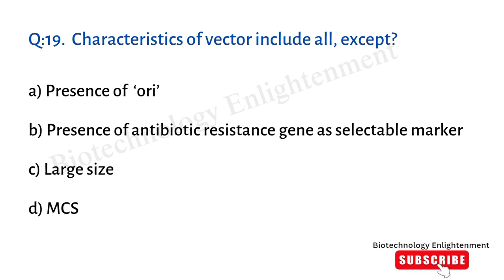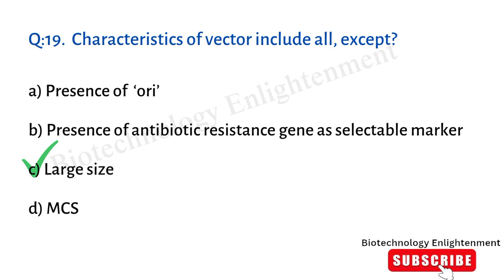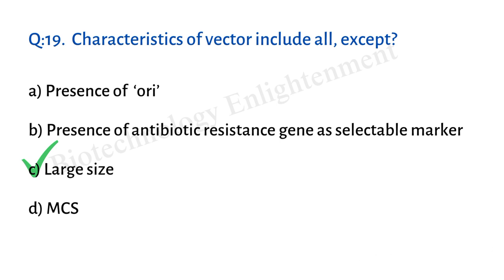If we look at the vector, it has the ori region in it, meaning the origin of replication is present in the vector. They also have antibiotic resistance genes which are used as selectable markers. They have multiple cloning sites also, but they have a small size rather than a large one. So the correct answer for this will be C, large size, because it's wrong. It should be small size here. Why don't we see vectors in large size? Because generally they are used as a vehicle to transport the gene. If they were large, it would be very difficult. But if they are small, they can be easily transferred into different organisms.